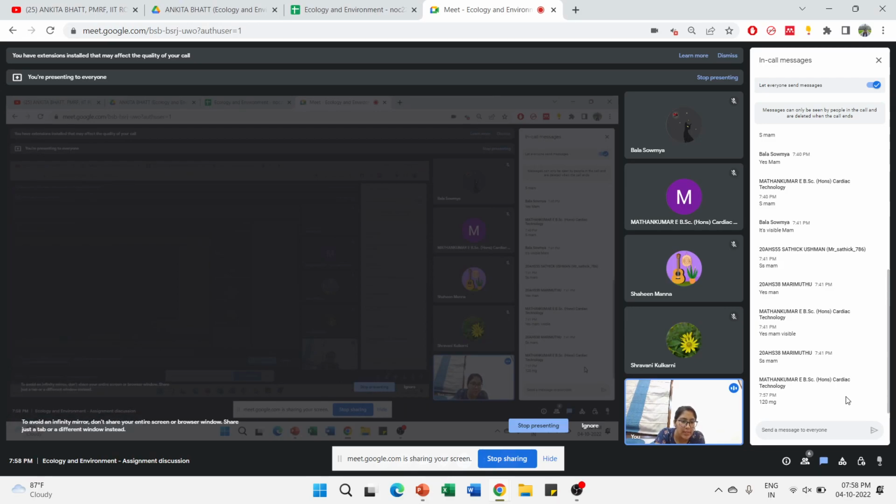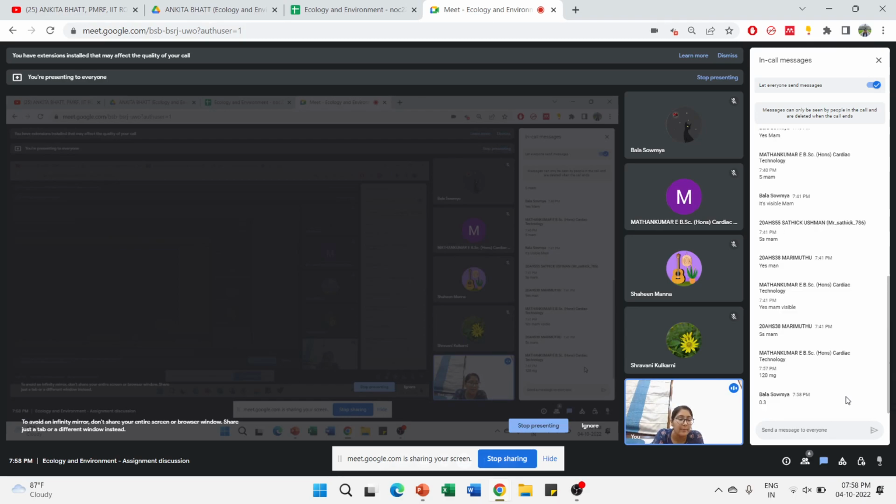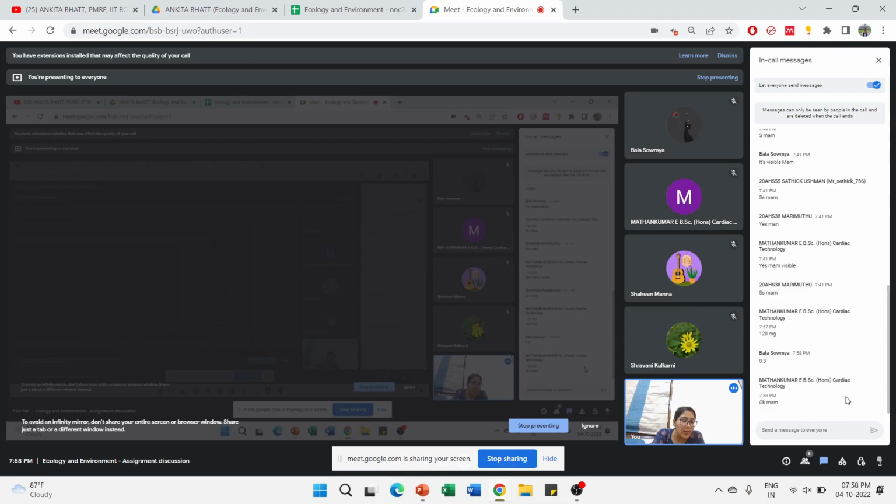Okay, so one student has written 120 mg. See, first point, whether your answer is correct or incorrect is secondary. But food to microorganism is a ratio, right? How can it have a unit? If you are obtaining an answer which has a unit, that means there is some error in the calculation. Somebody has written 0.3, but I really appreciate the student who has written 120 mg.